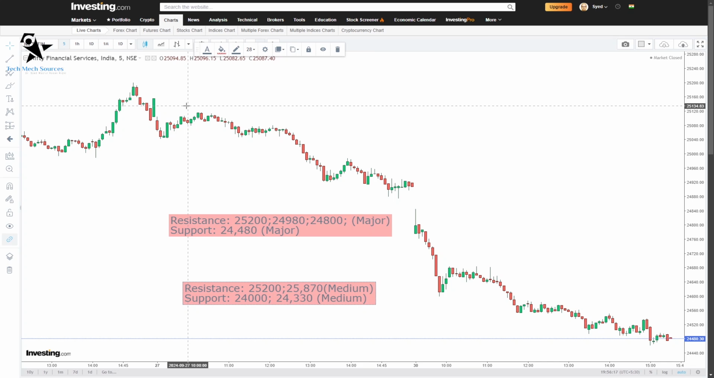So the upper bands are the resistances, and the supports are the lower bands. Now, as the market progresses, the resistances become the support, right? And as it keeps crossing the resistances, it comes across other resistances.